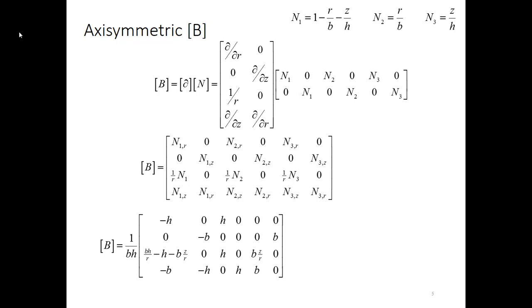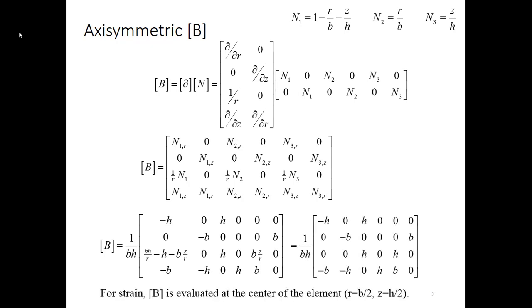So what we're going to do is say that this element really should be a constant strain element, so we're going to make it a constant strain element. We're going to evaluate B just at the center of the element, at b/2 and h/2. That condition gives us this final B matrix. That's the general formulation used for an axisymmetric triangular element.